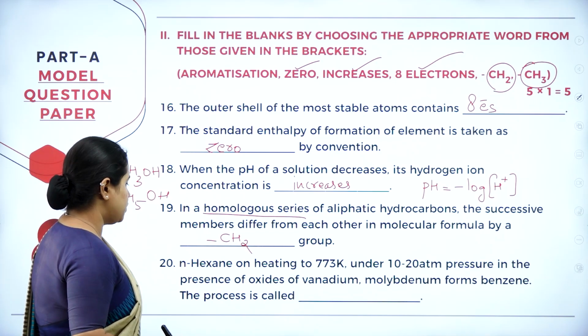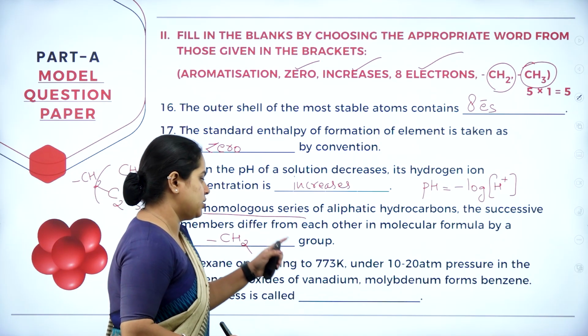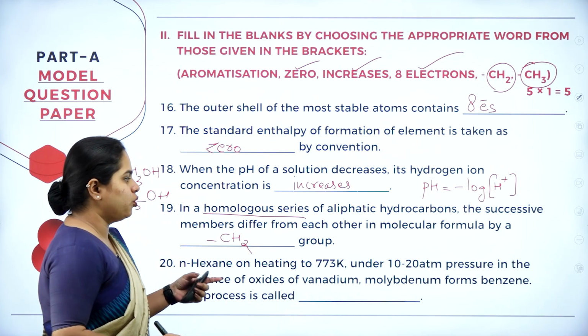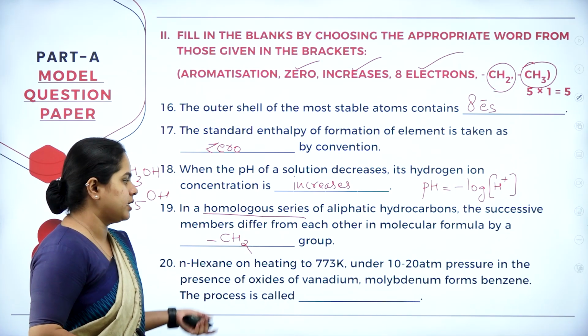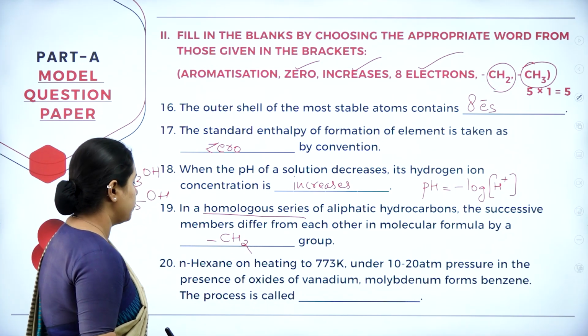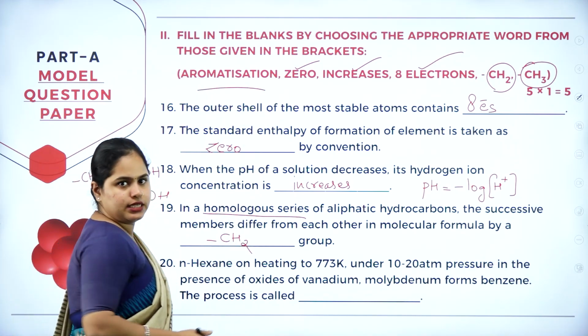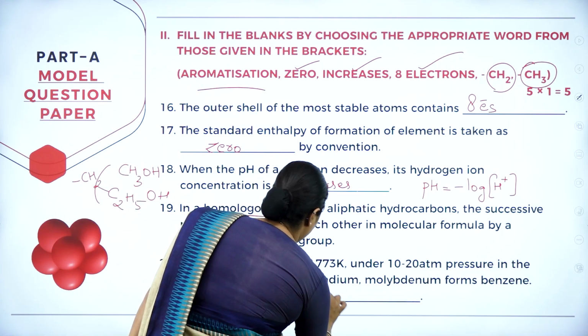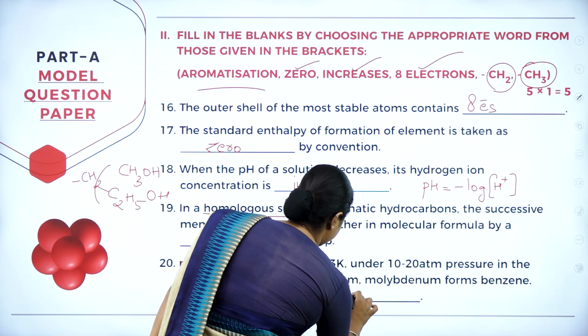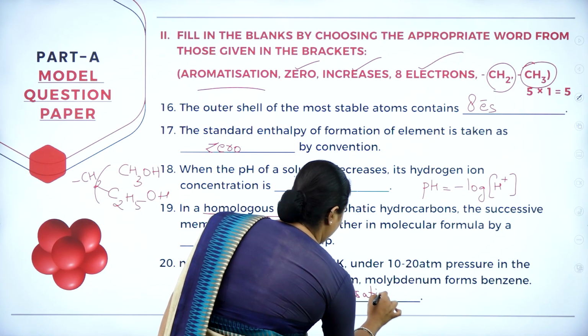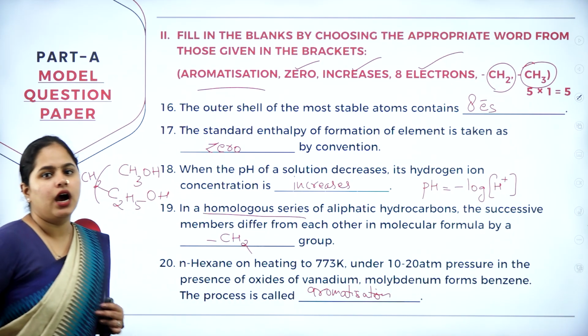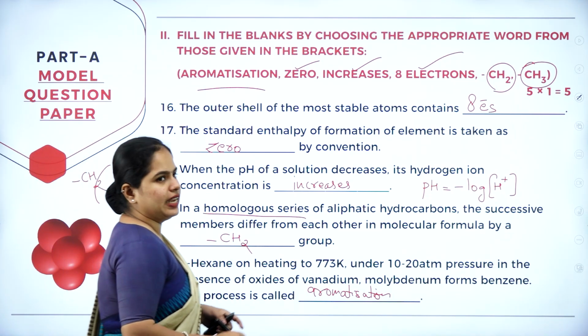Okay. Moving on to the next one. Normal hexane on heating to 773 Kelvin under 10 to 20 atm pressure in the presence of oxides of vanadium and molybdenum forms benzene. This process is called, of course, the only option here is aromatization, right? The formation of benzene is called aromatization. This will carry 5 marks.